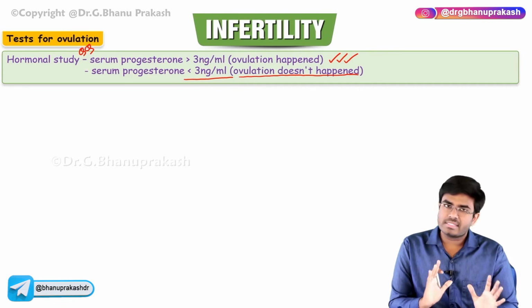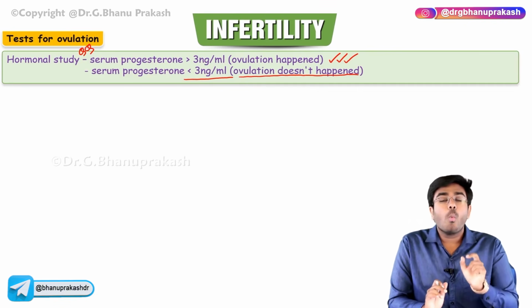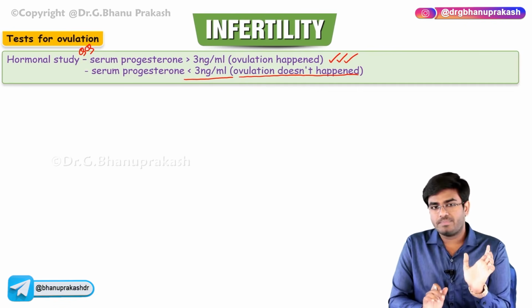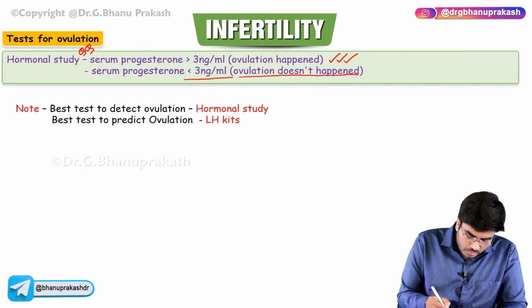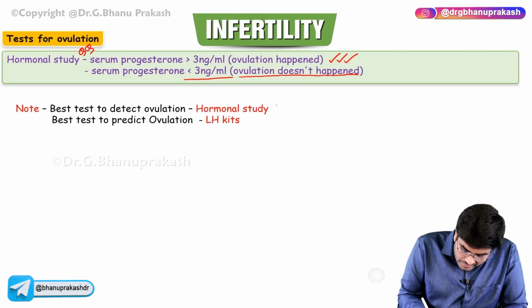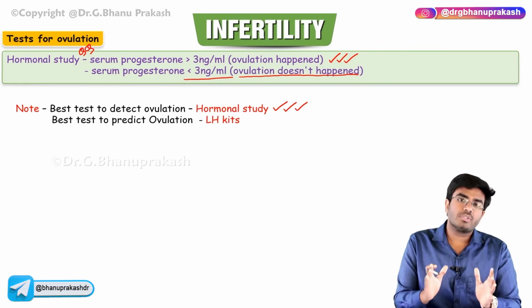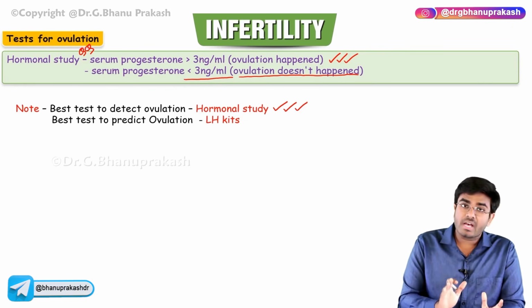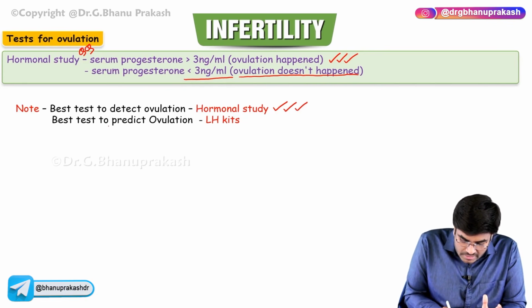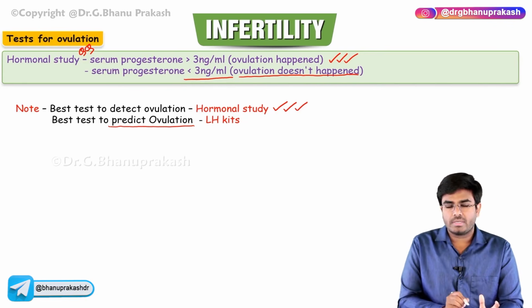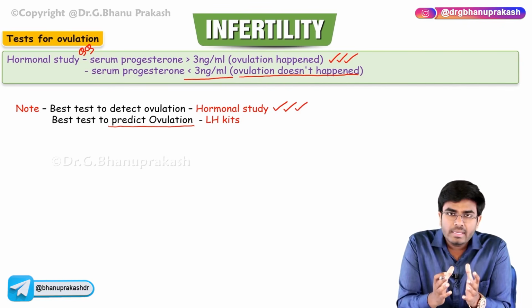Okay, now see, we have seen so many tests of ovulation. Out of all these 5 tests, what is the best test? Okay, so very important MCQ. The best test to detect the ovulation is hormonal study. That's the serum progesterone levels. But if they ask you what is the best test to predict the ovulation, what do I mean by that?